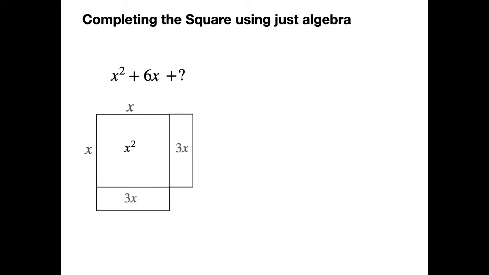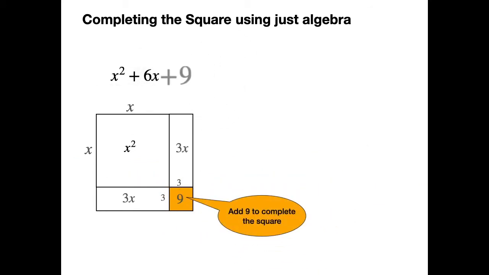Then, in order to complete the square, you'll need to add in a small square in the corner. In this example, it's the square of 3, which is 9. This completes the square, and it is the square of x plus 3. I hope you found these pictures helpful and that some patterns are starting to emerge. Here are a few more examples of completing the square, but now using just algebra.